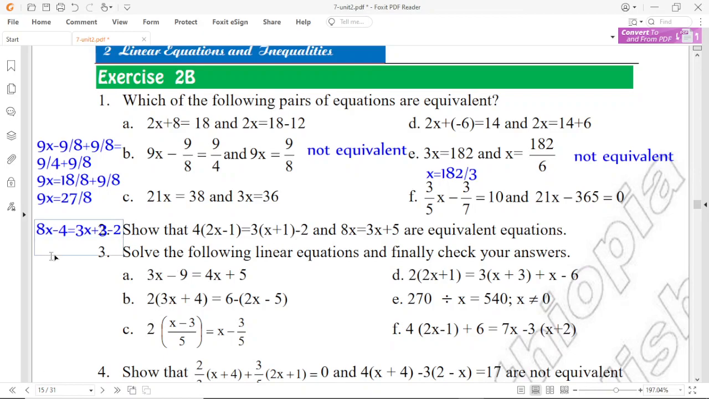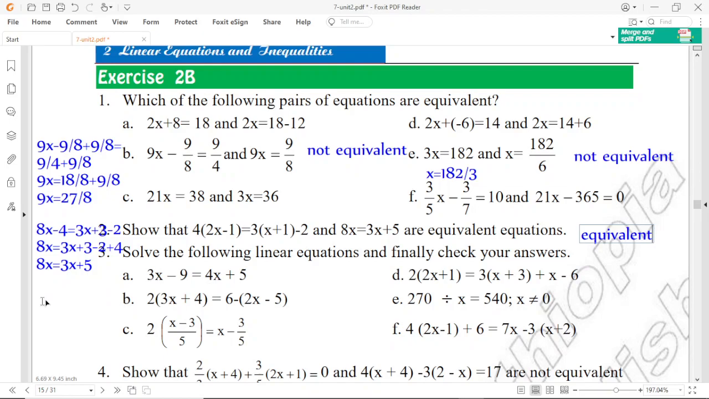8x equals minus 4, which moving across becomes plus 4. 3x plus 3 minus 2 plus 4 equals 8x equals 3x plus 5. Plus 3 minus 2 is 1, 1 plus 4 is 5. So this matches the other one, they are equivalent, they are similar equations.